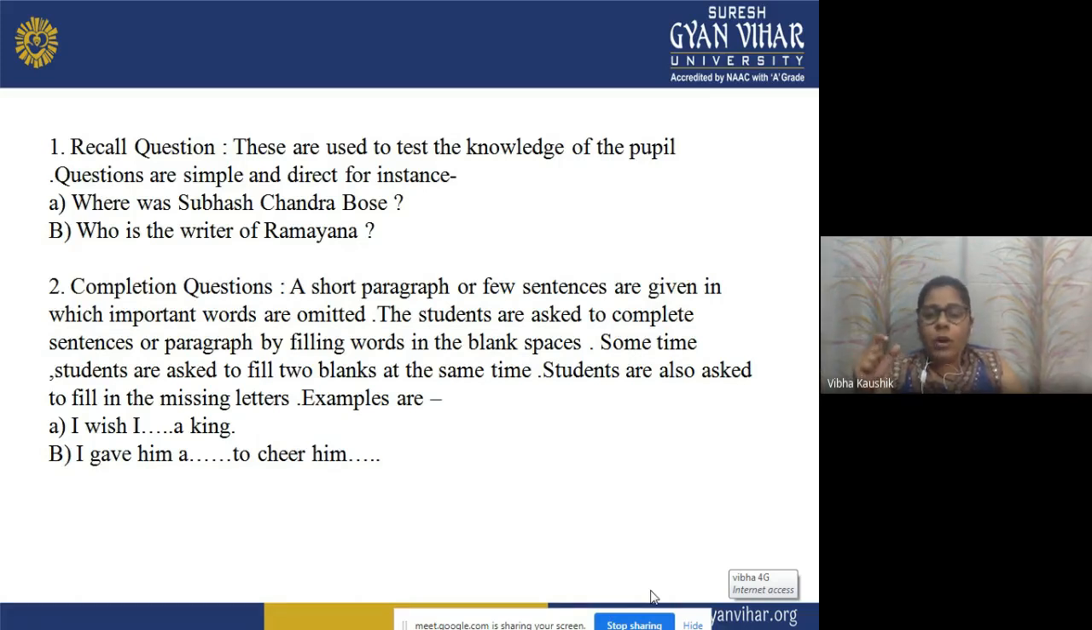Now an important word is omitted, and the students are asked to complete the sentence by filling the correct option or the correct word. Second one is: I gave him a dash to cheer him. Now in that, a student is asked to fill two blanks at the same time.